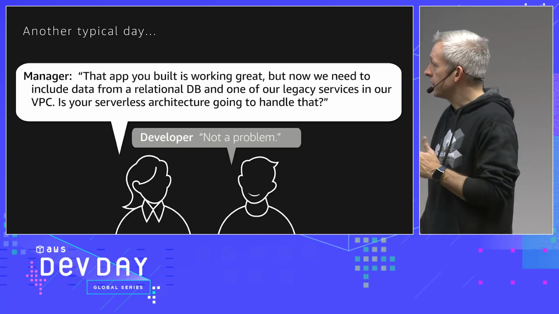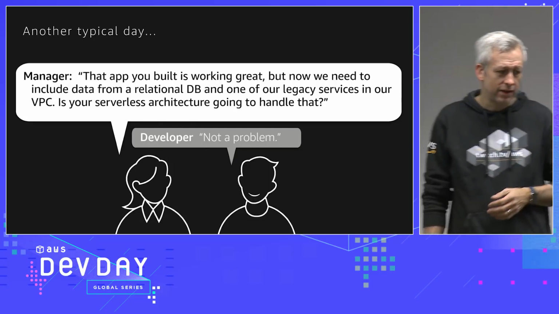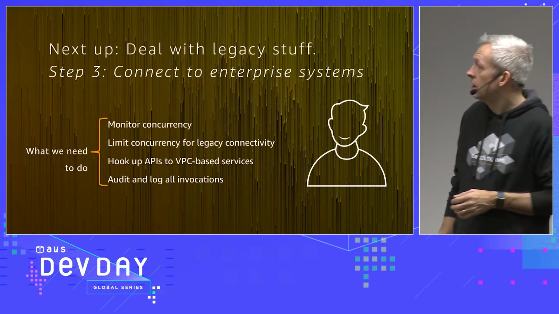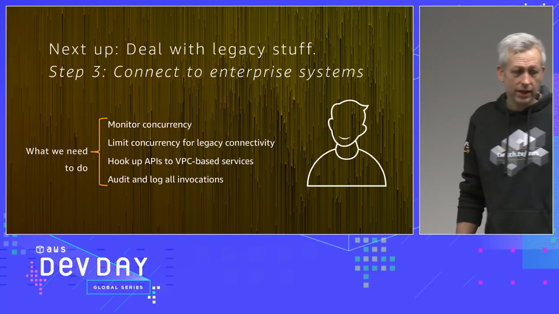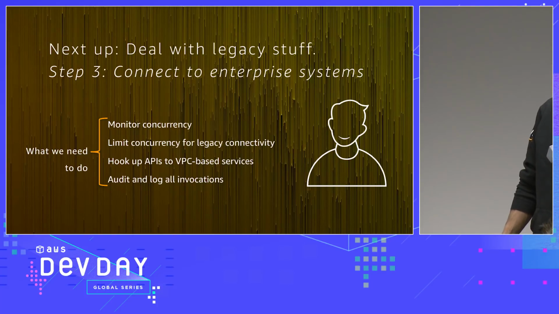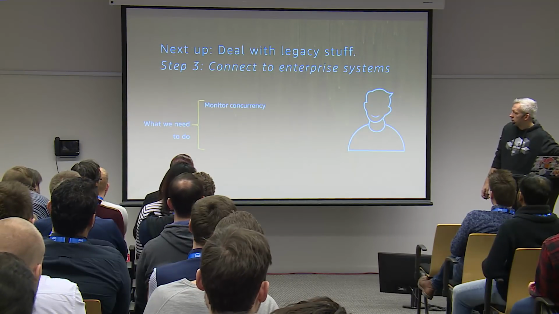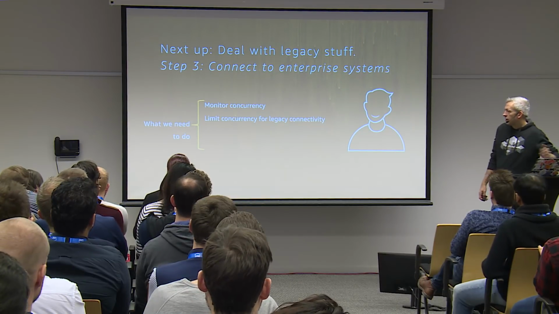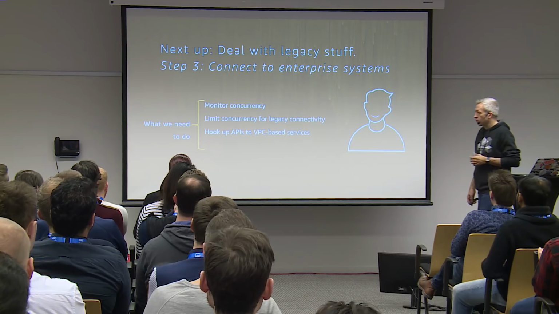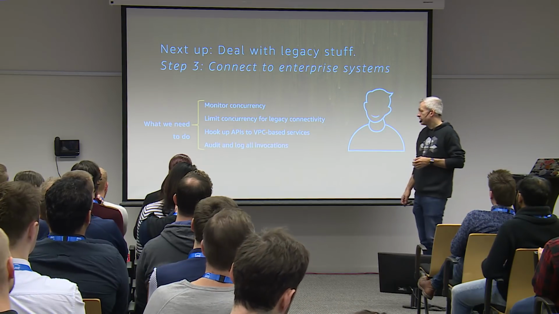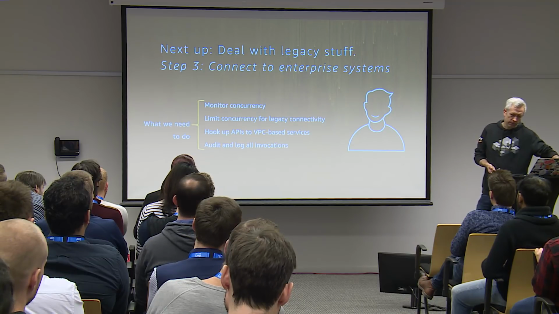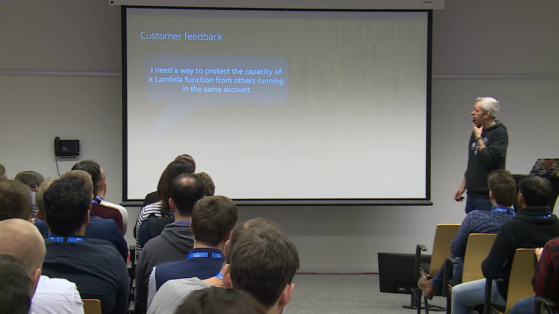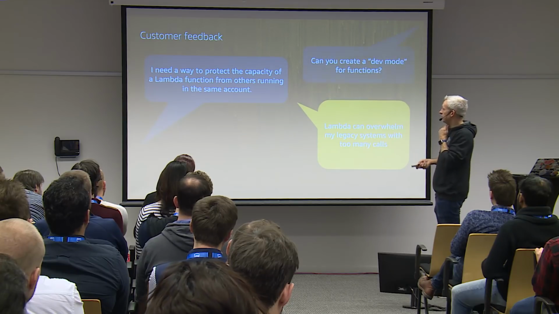The other side of this is features that are intended for enterprise users. And there's another category of stuff here that we can quickly talk about. So dealing with legacy things. Things you might want to do: monitor concurrency, limit concurrency, hook up APIs to VPC-based services, and audit and log function invocations. Okay, and there's a few reasons that these are important, again, based on customer feedback.